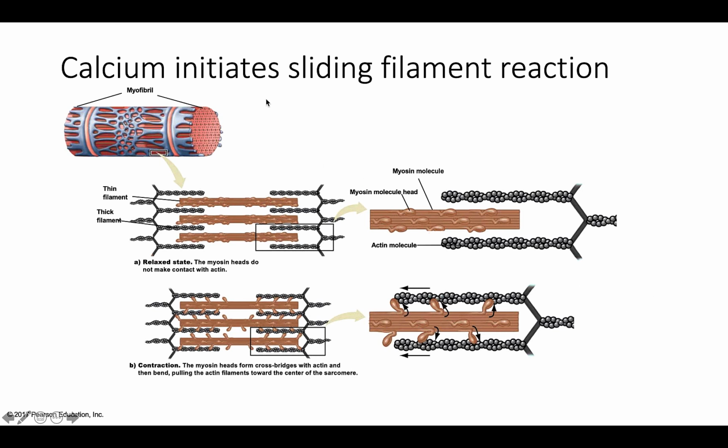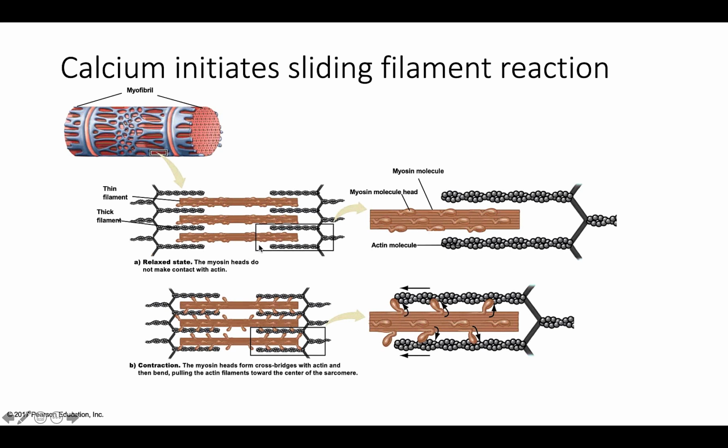So again, calcium is initiating the sliding filament reaction. All that means is we're allowing actin and myosin to react with each other. This is our relaxed or resting state. This is our contracting state. In the relaxed and resting state, we do not see actin and myosin touching each other at all. The myosin heads do not make contact with actin.